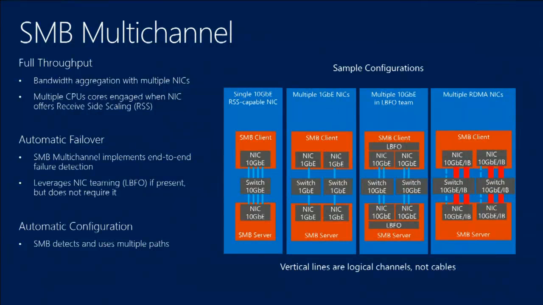Multi-channel. Great feature. Very simple to explain. If you have multiple NICs, we'll use multiple NICs. We'll automatically discover that you have multiple NICs, and we'll automatically engage all NICs for the operations. I've seen folks do this with 2 10 gigs, multiple 1 gigs, multiple 56 gig NICs, which is a demo that I'm going to do. Okay? So we can actually leverage those multiple paths.